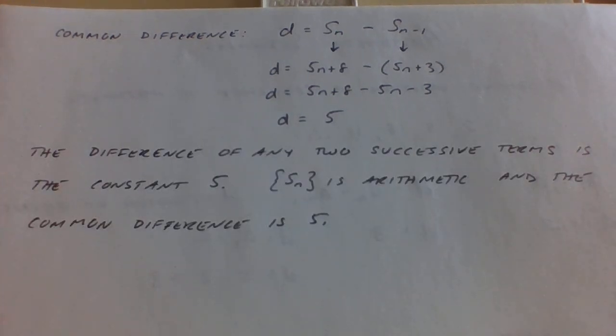The difference of any two successive terms is going to be the constant 5. So our sequence s sub n is arithmetic with that common difference of 5.